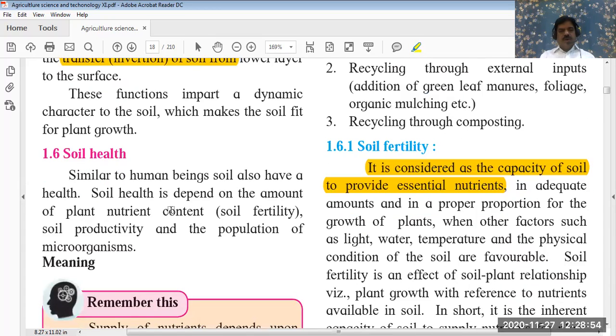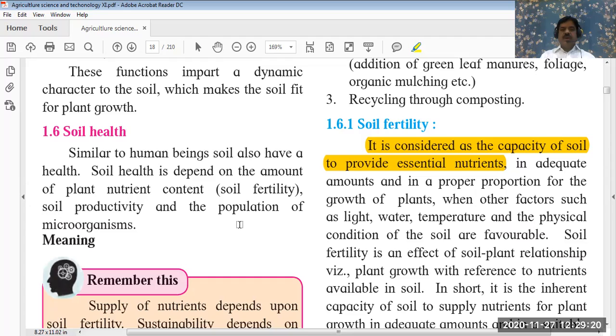Now come over to another portion: soil health. As we know, every person wants to be very healthy. So what is required for human health? Good food, good exercise, timely sleep. Likewise, in soil also, the health of soil is to be preserved. So what does the health of soil depend upon? Health of soil depends upon plant nutrient content. The content of plant nutrients in the soil decides soil fertility and soil productivity.